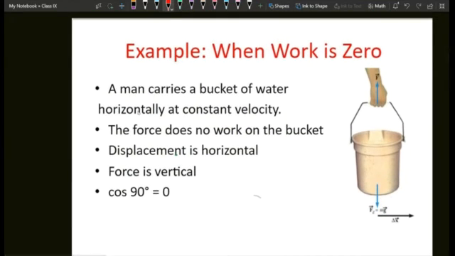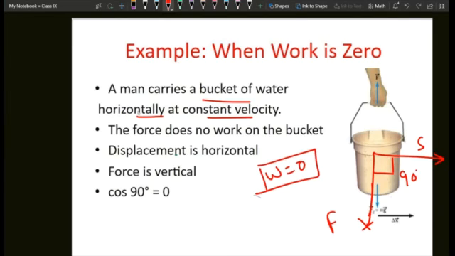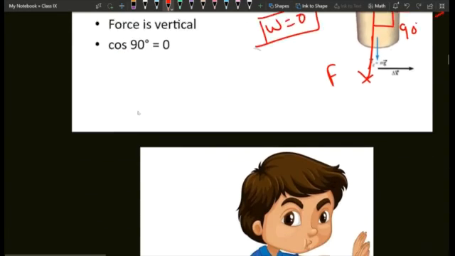If a man carries a bucket of water horizontally at a constant velocity, you are moving in a forward direction and the force is in the downward direction due to its weight, or due to gravity. You see the angle between this displacement and the force is 90 degrees. So you can elaborate this situation as work done being 0. So here the work done is 0 because of that third situation.